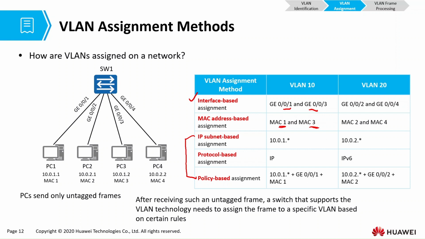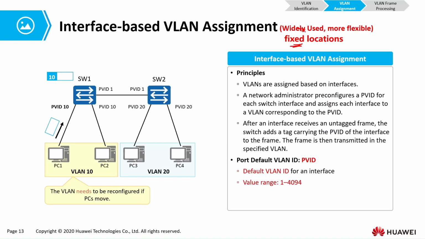Okay, it will explain the scenario where you're going to apply the different types of VLAN assignment. Interface-based is what we most of the time apply in the industry. The condition is that most of the time your devices will be located in a fixed location. Widely used in the industry, and your devices are at a fixed location. This one is more flexible for you whenever you do the configurations. Basically, you base it on your interface, that means your port, to assign them to the VLAN.